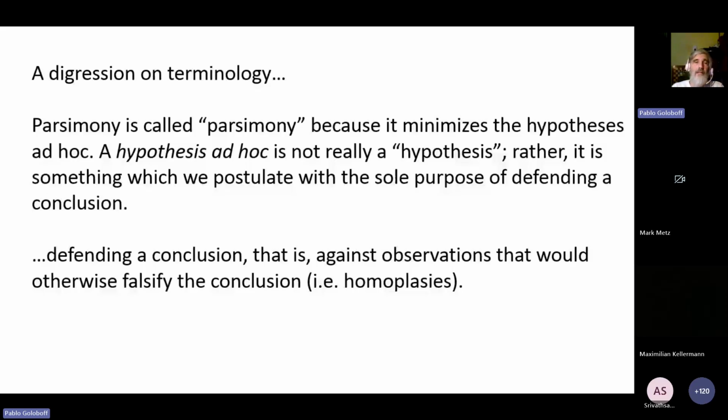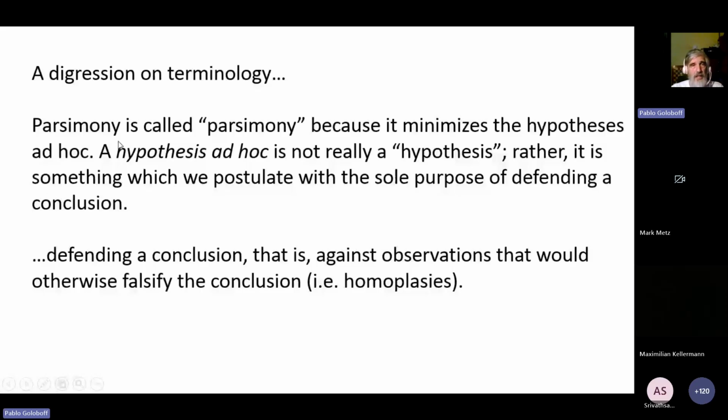So if a similarity that we have observed seems prima facie, one would say, evidence of common ancestry, but requires several steps on the tree, if that similarity were truly due to common ancestry, then the tree would be false. So we have to reject the idea that the similarity is due to common ancestry if we want to retain that tree. That rejection is what counts as a hypothesis ad hoc.